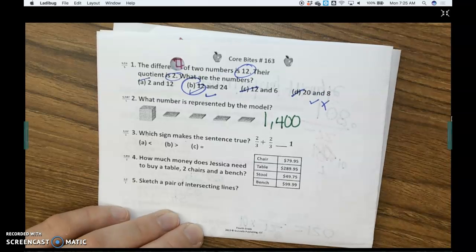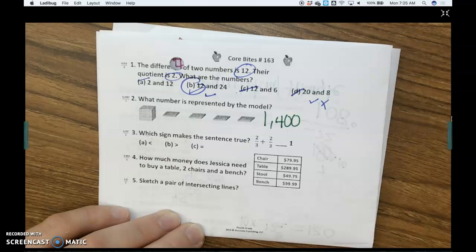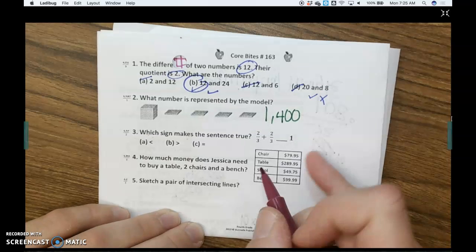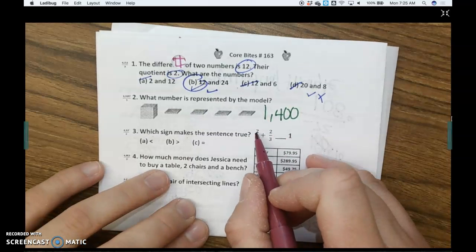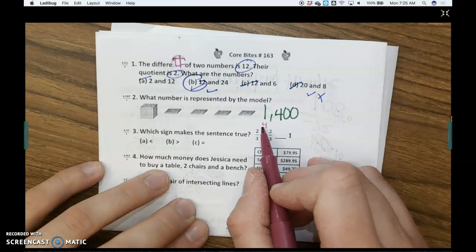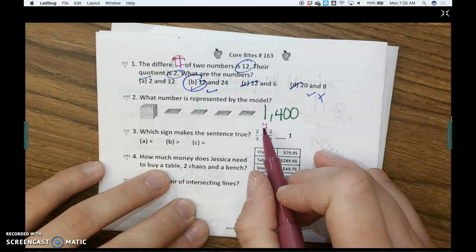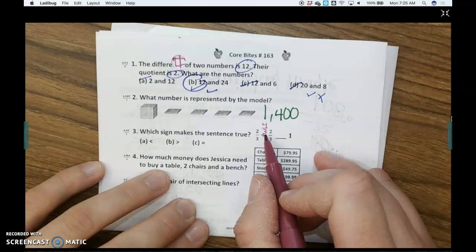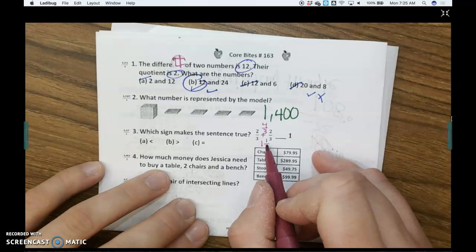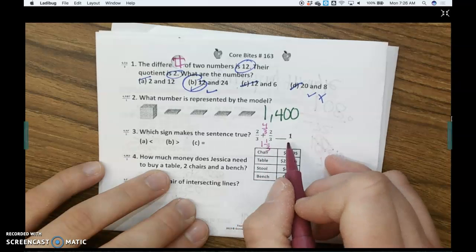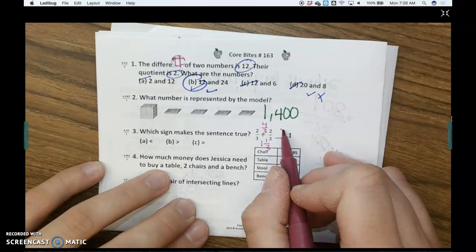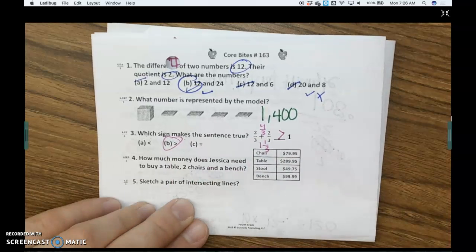Which sign makes the sentence true? So you have 2/3 plus 2/3 is something to 1. So if you add 2 plus 2, you're going to get 4/3. 3/3 is 1, right? So here you'd have 1 1/3. 1 1/3 is larger than 1. So it would be greater than. So your answer would be B.